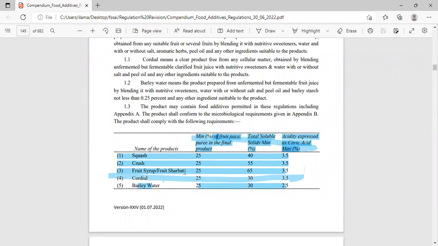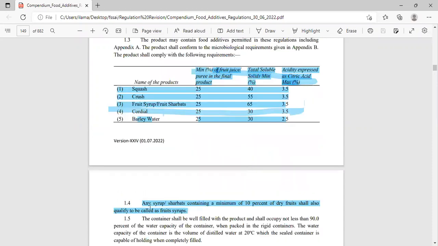Here, the highest value is for fruit syrups or sherbet. The TSS value is 65 percent, and for squash it is 40 percent, and for crush it is 55 percent, and for cordial it is 30. This data is as per FSSAI food additive regulation. If they ask, use these values only. And in any sherbet or syrup, it has to contain a minimum of 10 percent fruit to qualify to be called fruit syrups.